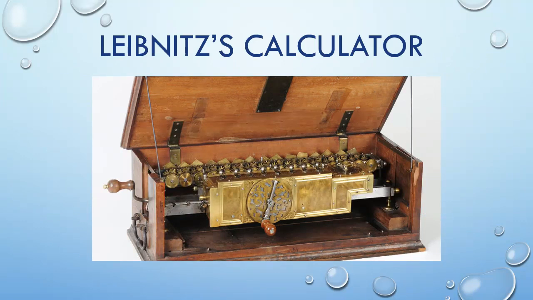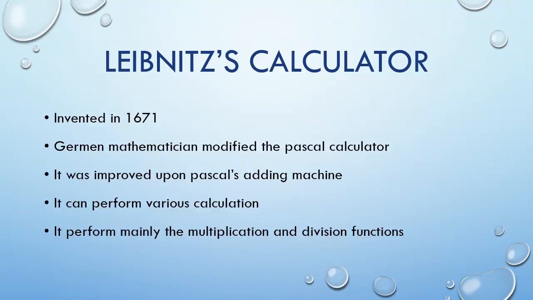Leibniz calculator. You can see on your window, this is the calculator, and here are some points about it. German mathematician Gottfried Wilhelm von Leibniz modified the Pascal calculator, and it was an improvement upon Pascal's adding machine. It can perform various calculations. He developed a machine which could perform various calculations based on multiplication and division as well.